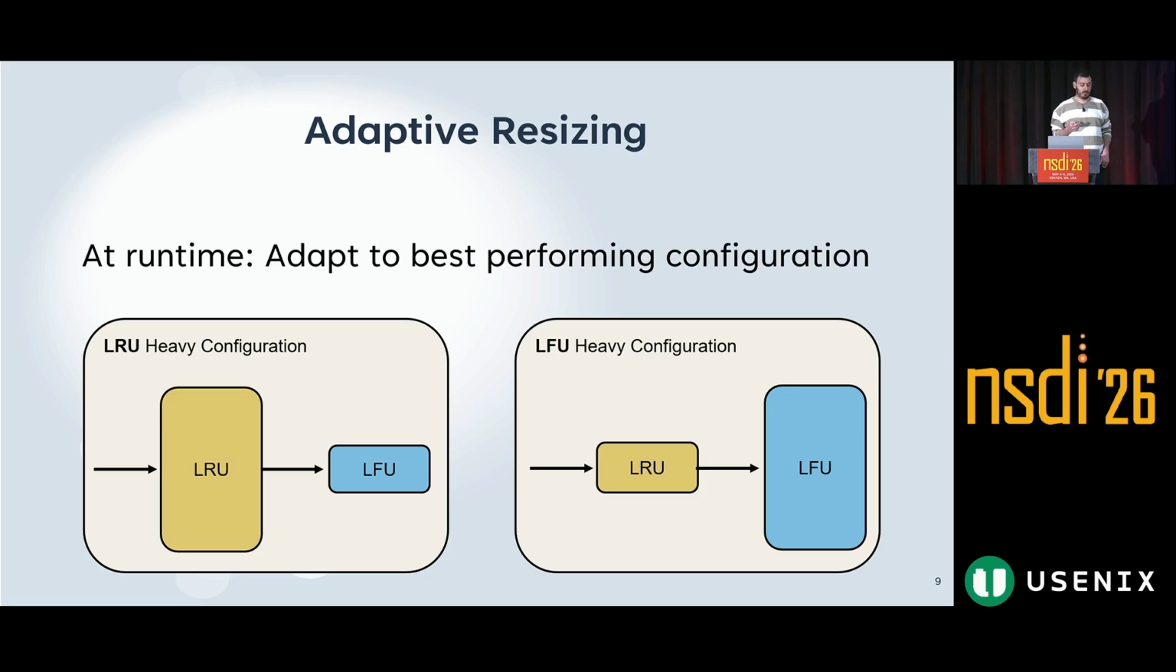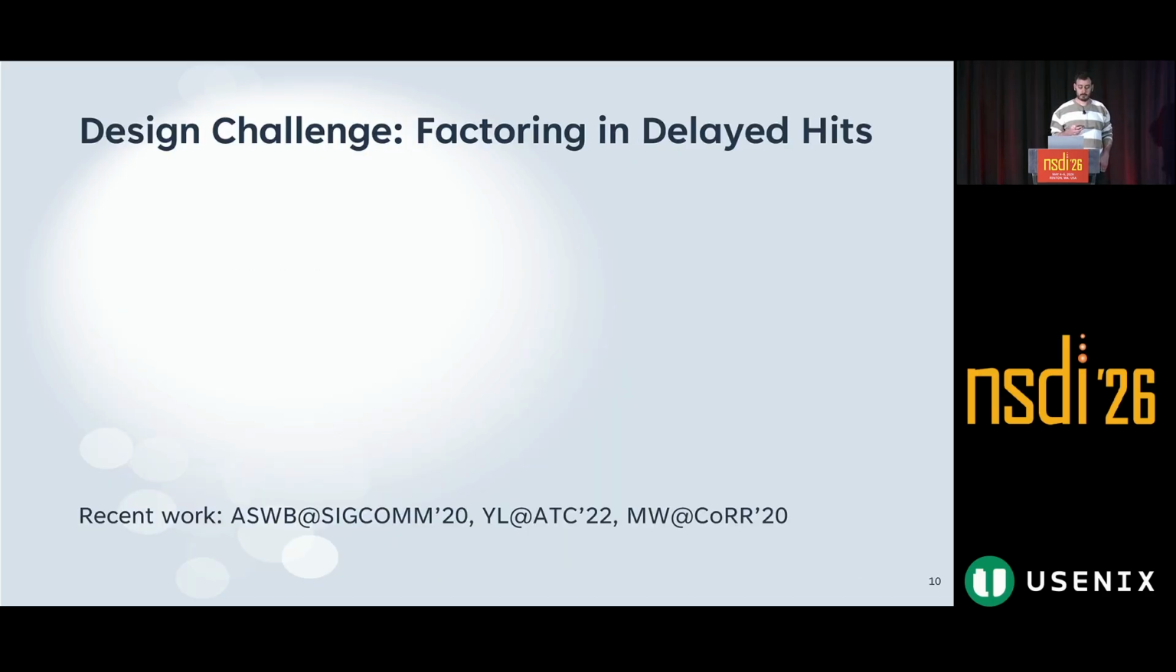What is the workload? We need to understand the workload and what the workload needs in order to understand which configuration is better. So what we do is, at runtime, we try to adapt to the best performing configuration. We do it by using a hill climbing process to continuously adjust allocations at runtime.